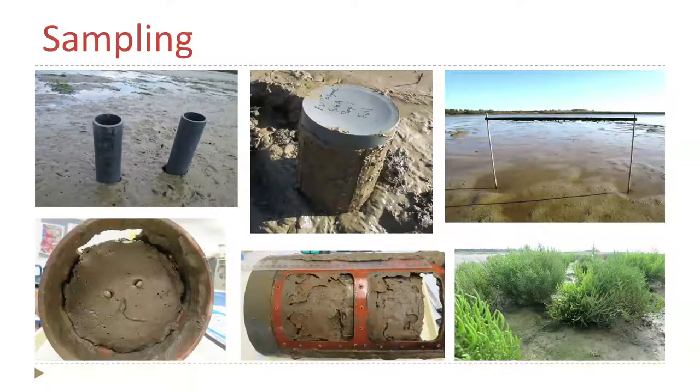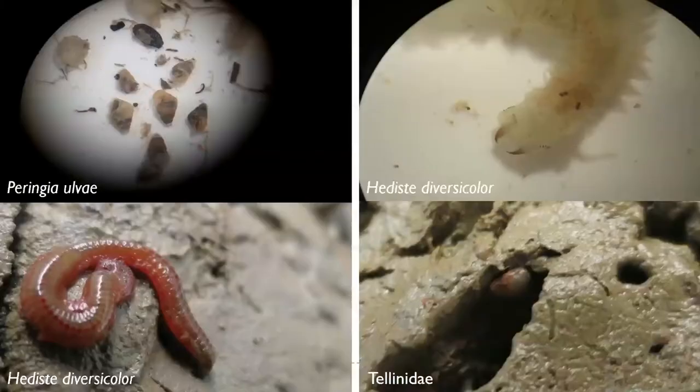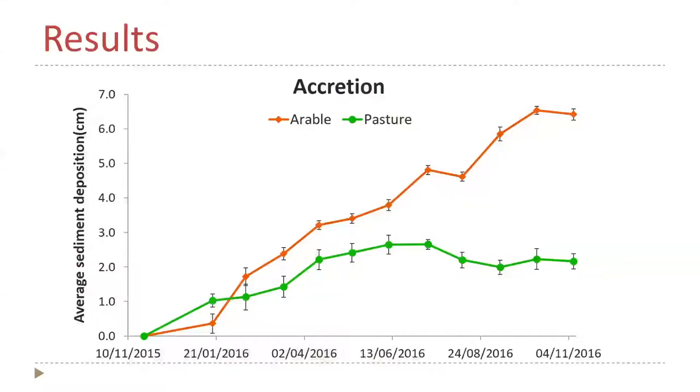So this is how our chambers look when we took them back from the field for processing. This is actually 2 cockles and a worm, or a smiley face. And we were really happy to see early development of pioneer species at our site. So these are some of the invertebrates that we found. We had very small snails, Peringia ulvae, but we also had ragworms, Hediste diversicolor, and some tellins and cockles. So there was clearly colonization in the area.